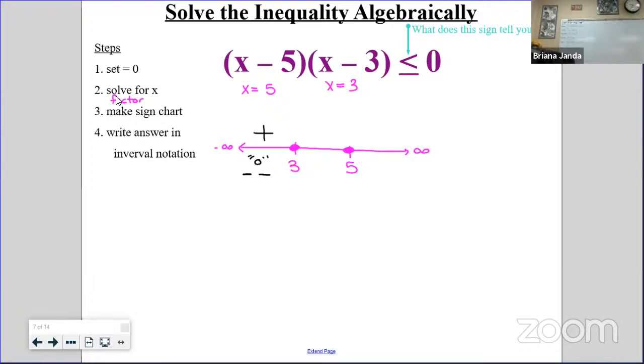Okay, let's pick a sample number. It should be easy also. Something between 3 and 5. Like 4. Okay. So again, don't overthink that. Don't make it too hard. It's 4. Okay, 4 minus 5. Negative, right? 4 minus 3, positive. Well, a negative number times a positive number, negative. So everything I plug in between 3 and 5 will give me a negative answer, or be below my x-axis.